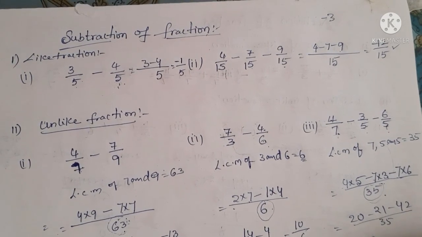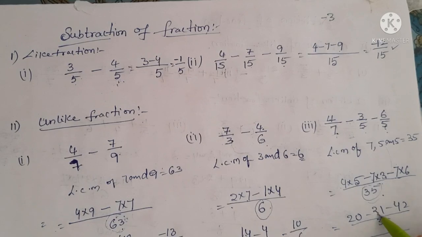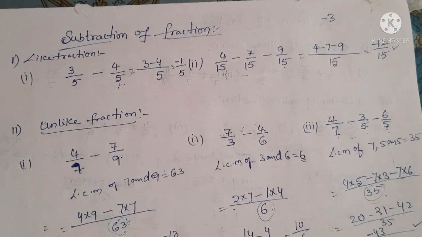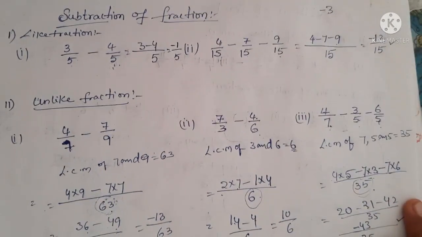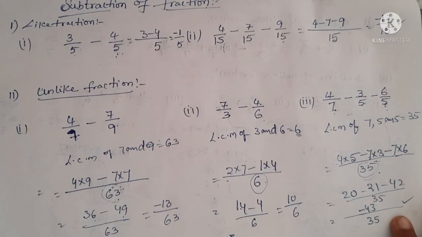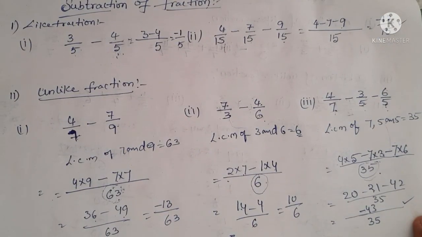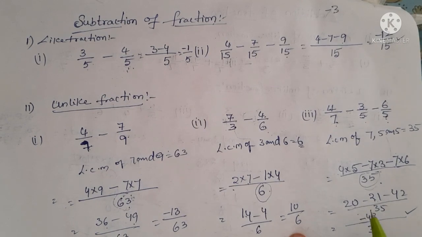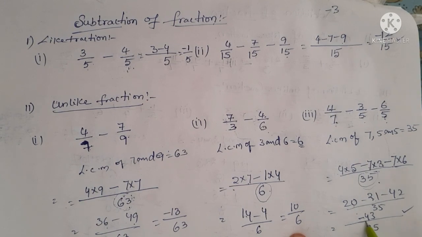And now 35. So 20 minus 21, you will get minus 1. Minus 1 minus 42, minus 43 by 35. This is the answer. See here, 20 minus 21, you will get minus 1. Minus 1 minus 42 will get minus 43. So minus 43 by 35.